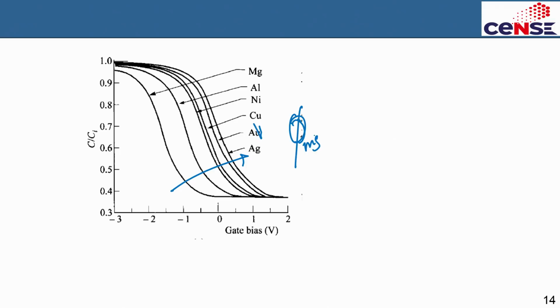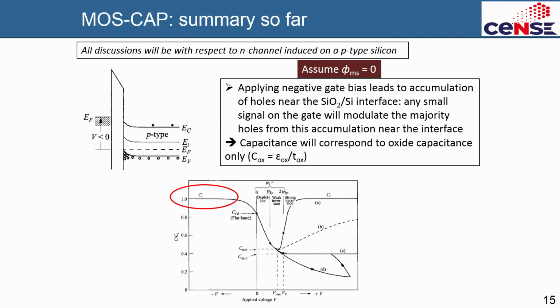So, the question is now, what are the things that we have learned? Let us summarize the MOS capacitor till now. Please be very attentive to this part. The MOS capacitance, whatever we have assumed till now, we have assumed that the metal work function difference is 0 initially. And we will discuss that these are all on p type silicon. So, the channel that is formed is an n type channel.